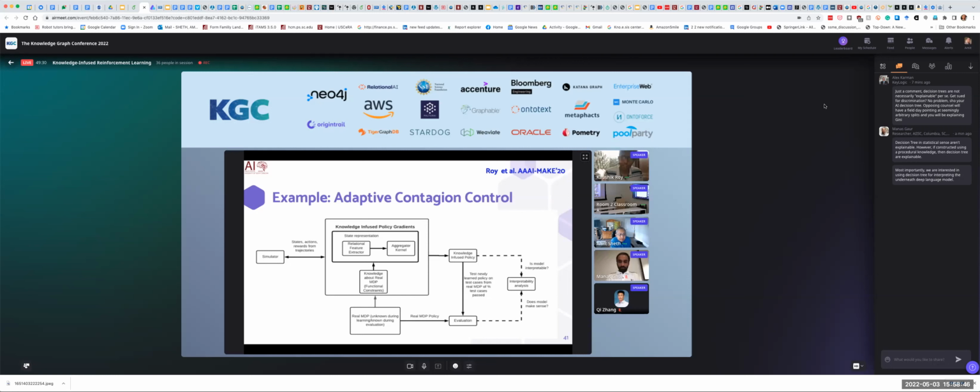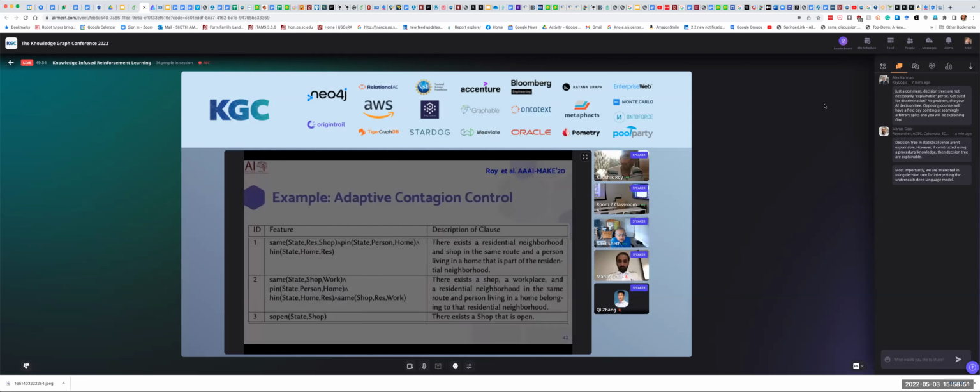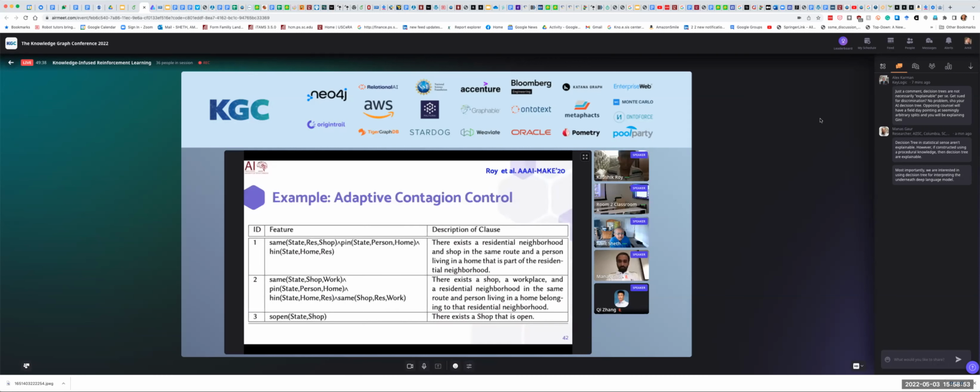And this knowledge guided policy looks something like this. It's logical in format. So if in a particular state there's a residential area and a shop in the same state, and a person lives in a particular home, and the home in the residential area is also in the same state, then you might want to lock down this residential area. So that's what a policy looks like. It is interpretable because there is a very clear description of what is being stated.